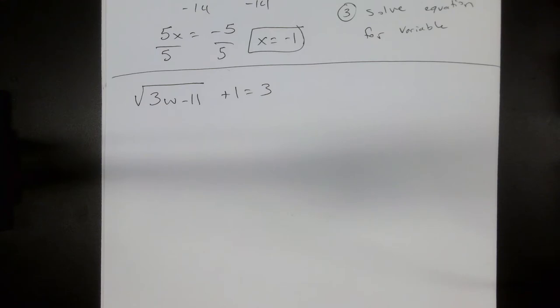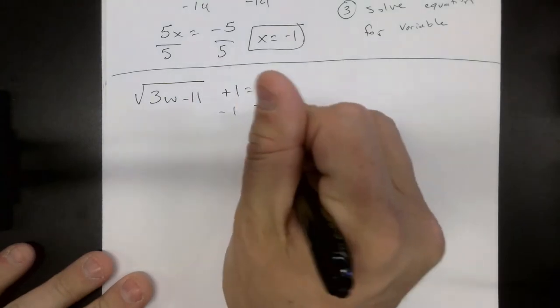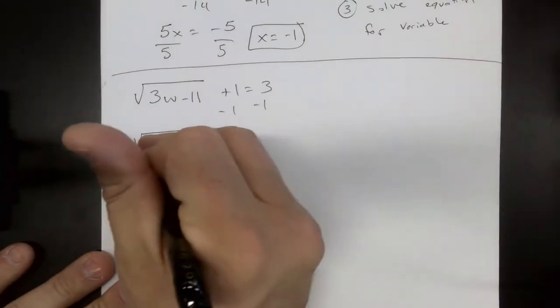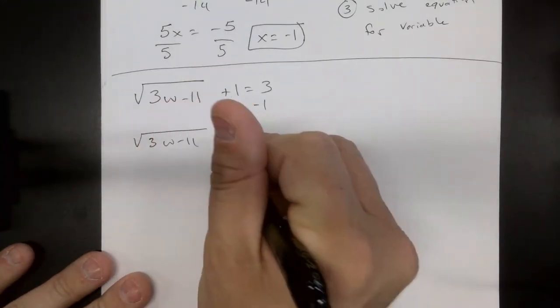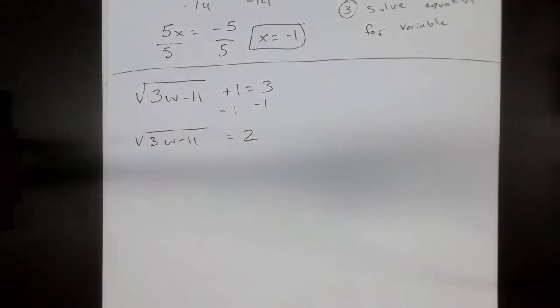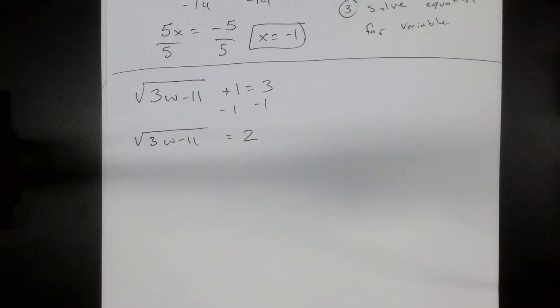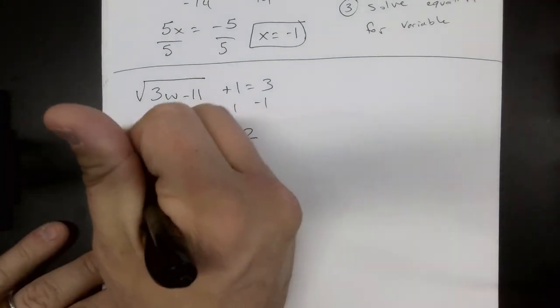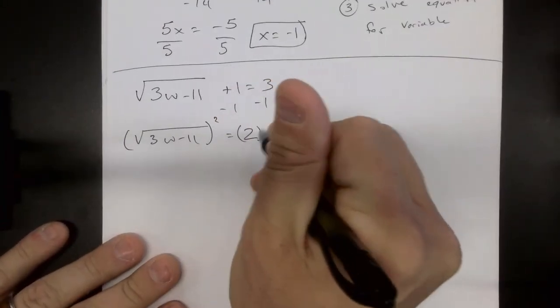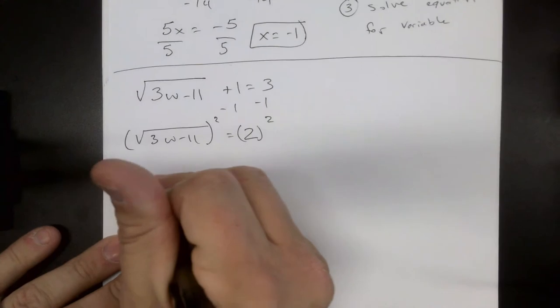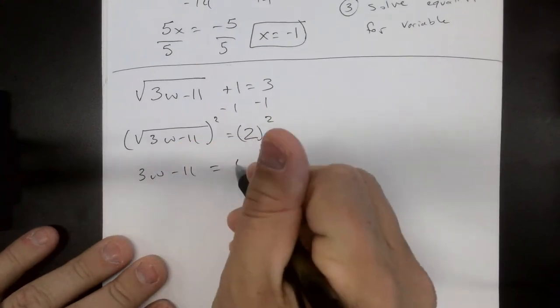So do we divide first? No, you subtract 1. We got to get the radical alone, so we're going to subtract 1 from both sides. Okay? So now we're there. Rex and Hershey, square both sides, which is going to give us 3w minus 11 equals 4.